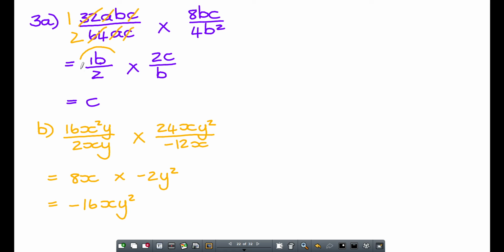So do you get how I got there? Okay, right. Now the next one, 4 will go into itself once, and 4 will go in there twice. Then B cancels out with one of the B's at the bottom. So that is why at the top I have left 2C, and at the bottom 1B, or just B.